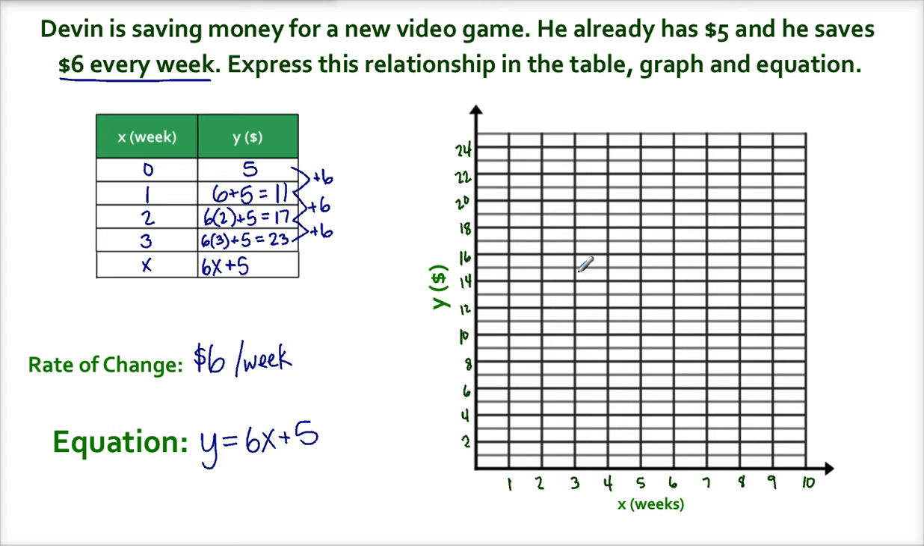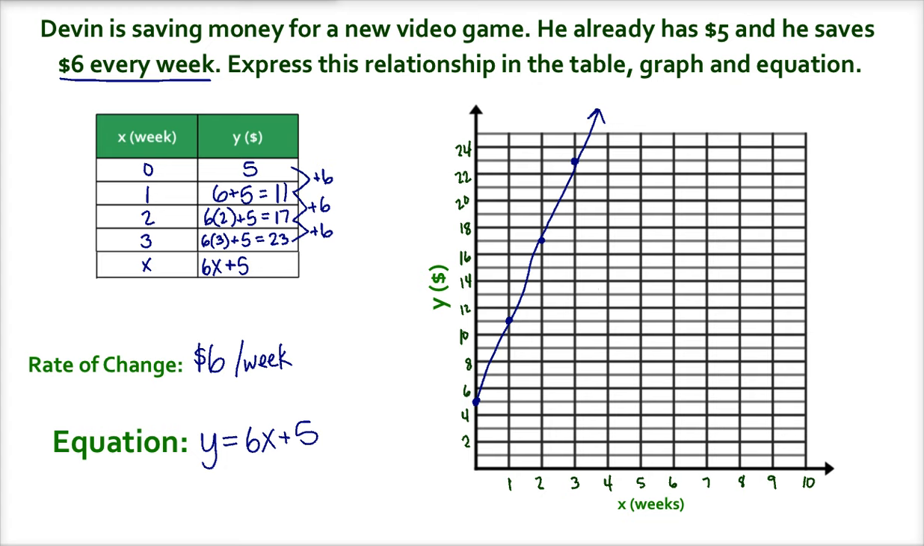Next, let's graph this information. Here are the points. I have the point (0, 5), the point (1, 11), the point (2, 17), and the point (3, 23). Enough points for me to draw my line. And it looks something like that.